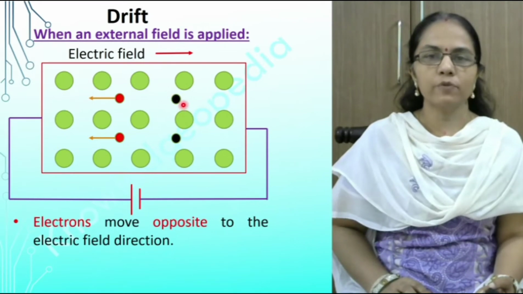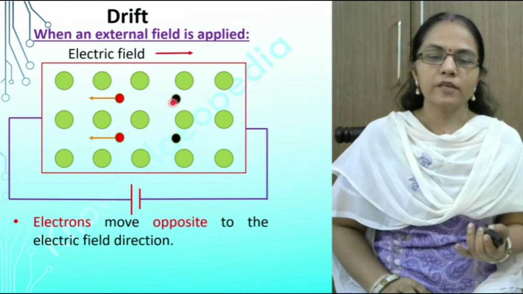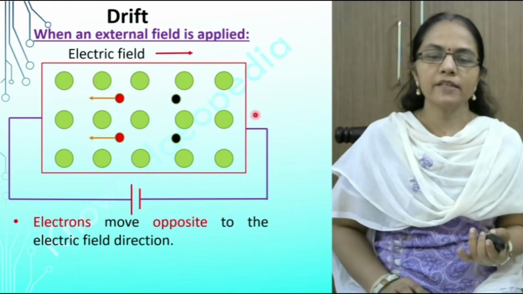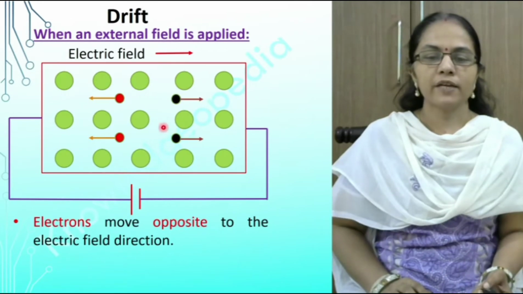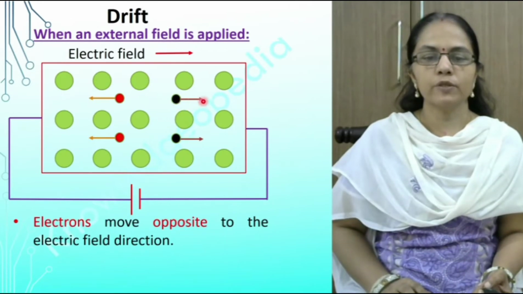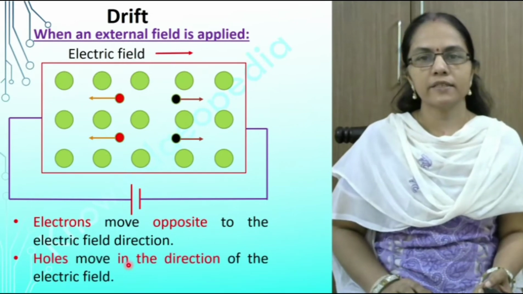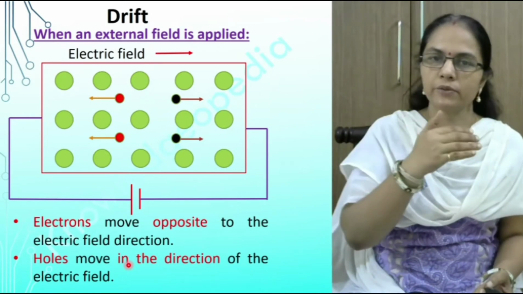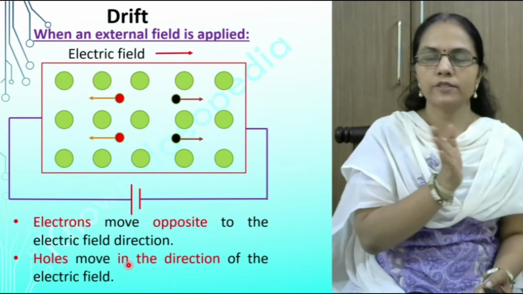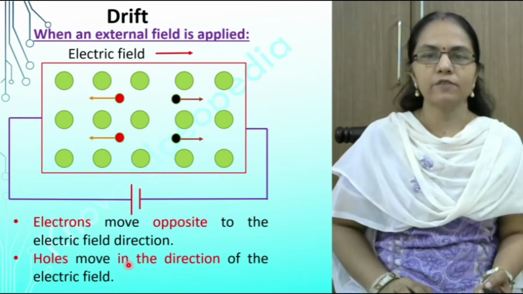Now coming to the holes, holes are positively charged carriers. So obviously they will move towards the negative terminal of the applied field. So the direction of the motion of the holes is the same as that of the electric field. So holes move in the direction of the applied electric field. Electrons move opposite to the applied electric field, and holes move in the same direction as the applied electric field.